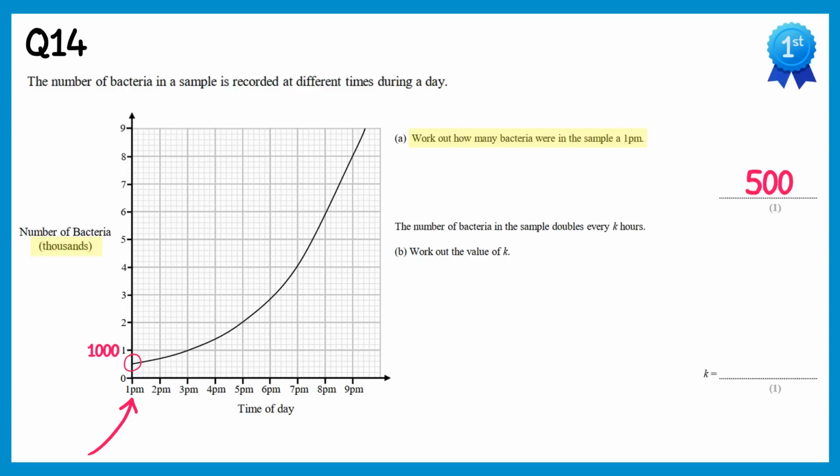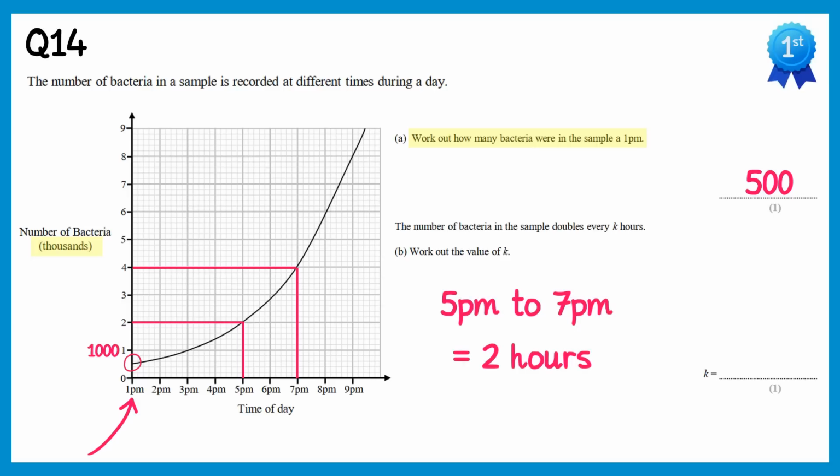In the next part of the question, we're told the number of bacteria doubles every k hours, and we need to work out the value of k. So I'm going to pick a nice point that I can see on the graph. I can see that at 5 PM, there were 2,000 bacteria. I need to double this because it says in the question it doubles every k hours, so double 2,000 is 4,000. So if I go back from 4,000 and check the time, that's 7 PM. From 5 PM to 7 PM is 2 hours. Since it doubles every k hours, and I found it doubles every 2 hours, k must be equal to 2.